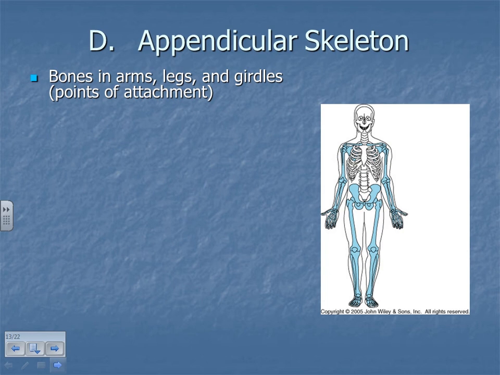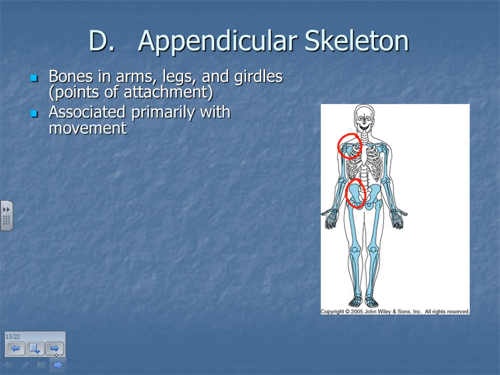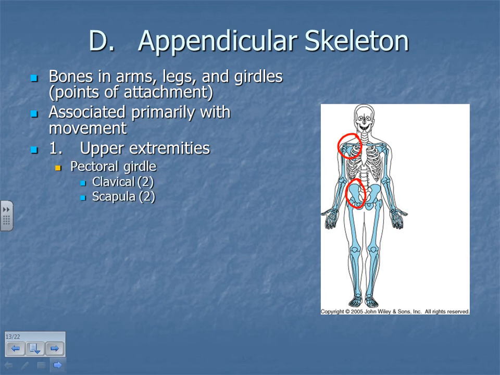All right, so appendicular skeleton, very briefly, are the bones of the arms, legs, and girdles. A girdle is the point of attachment, so here's a girdle, called the pectoral, and here's a pelvic girdle. These are the points of attachment for our arms and legs. If axial was protection, appendicular is for movement. So we're going to kind of focus on the upper extremities first and then kind of work our way down, is kind of the way that makes most sense to me.